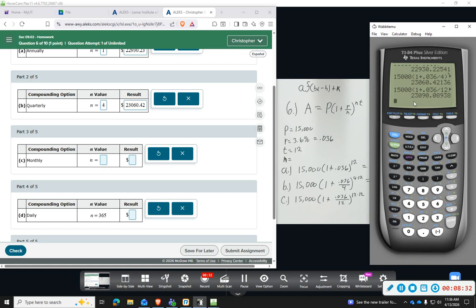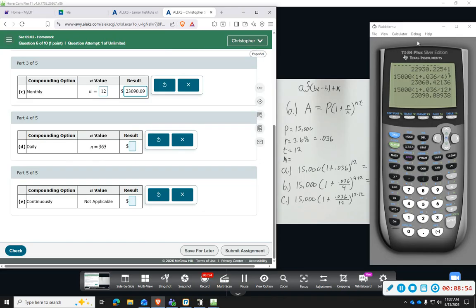This gives me 23,090.09. So N is 12, and we get 23,090.09 when rounded. 8 will round up to a 9.